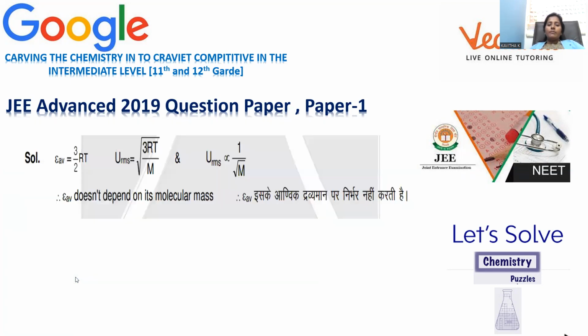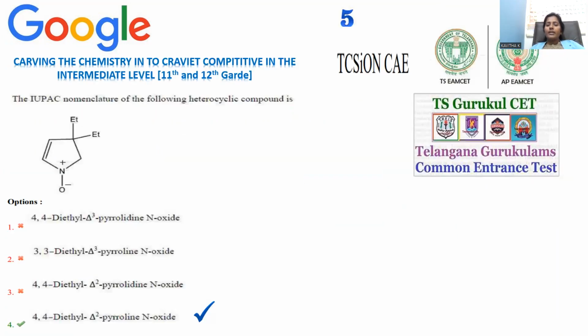Move on to question number 5. Question number 5 is collected from the Telangana Gurukulam Degree College Lecturer Entrance Examination. The IUPAC nomenclature of the following heterocyclic compound. This is a 5-membered heterocyclic with nitrogen heteroatom and containing N-oxide form. If N-oxide is present, what happens? Nitrogen is losing a lone pair and here oxygen is gaining electrons, so that N positive and O negative is mentioned. This is a partially reduced form of the heterocyclic compound.